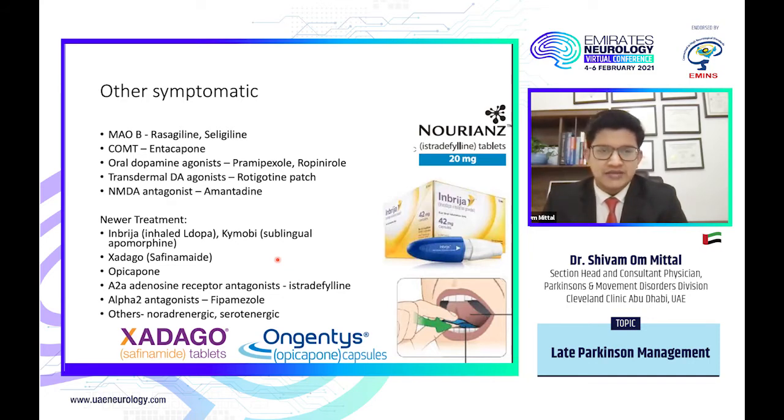And I think we are so desperate at this point when we see the patients in the clinic, that any option that can improve the quality of life or can improve the off phase should be used as soon as possible. So these are the new options coming up, and some options which are already available.